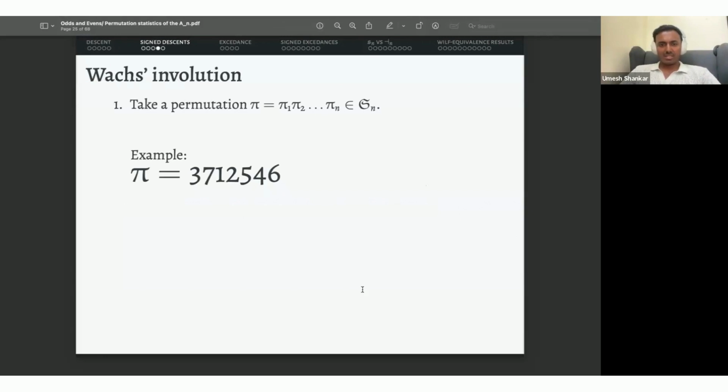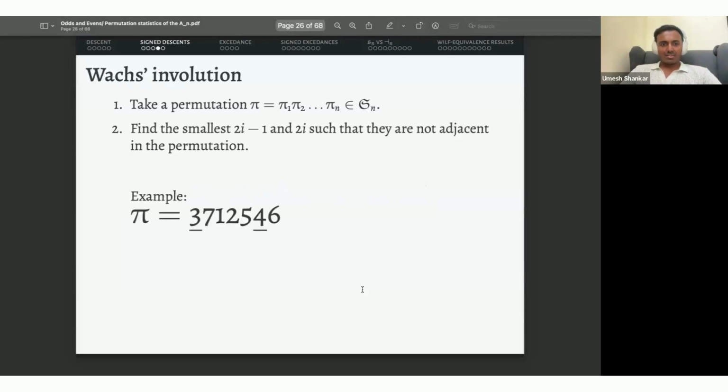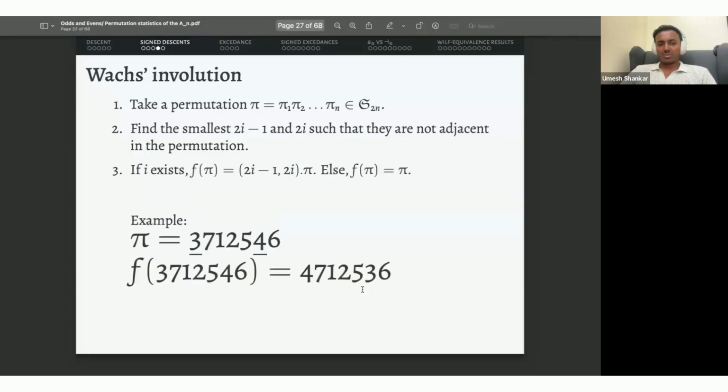So you take a permutation, pi equal to pi 1 to pi n. The same example from before. Find the smallest i such that the pair 2i minus 1 and 2i are not adjacent in the permutation. So in this permutation, it will be 3 and 4 because 1 and 2 are adjacent. So 3 and 4 are not adjacent. So this is the smallest pair such that 2i minus 1 and 2i are not adjacent. So we will just swap their positions. If such a pair doesn't exist, then we will leave it fixed.